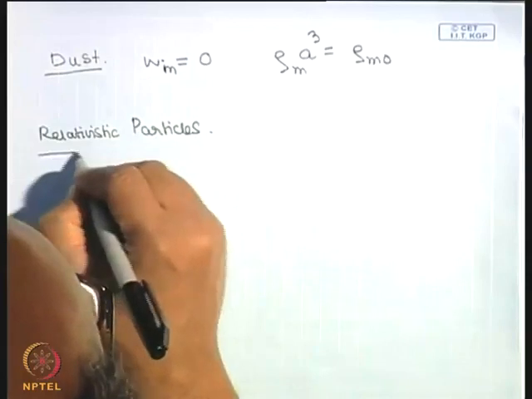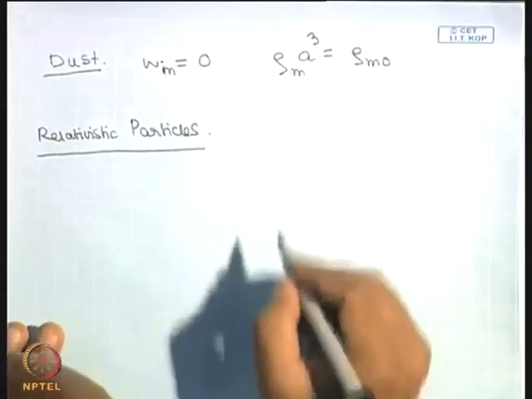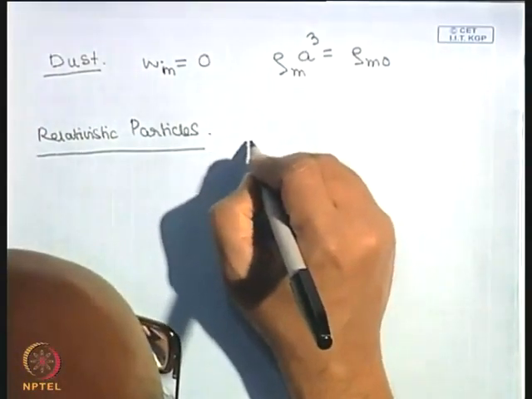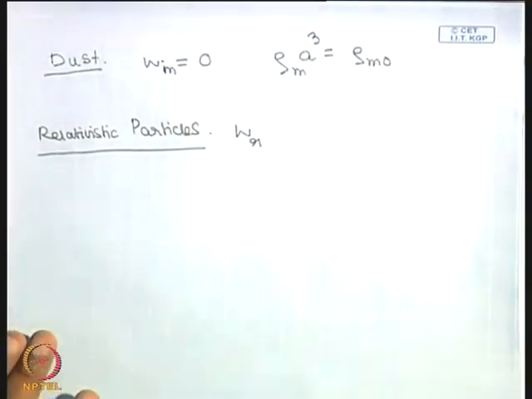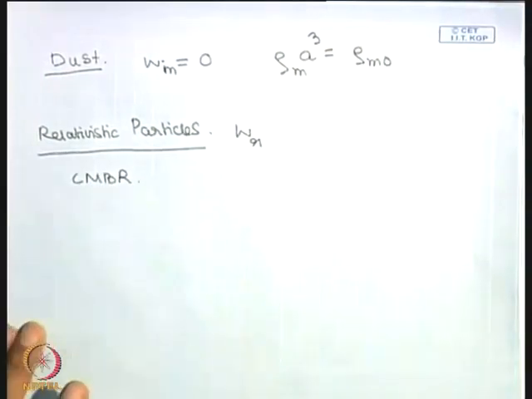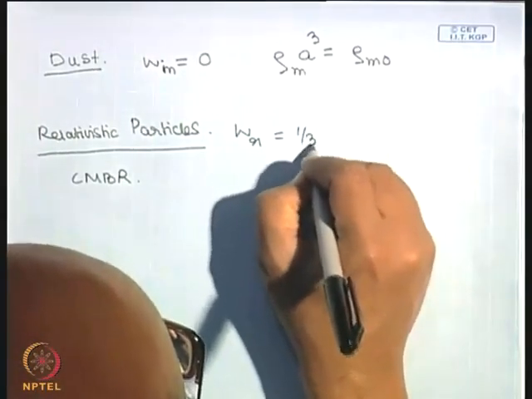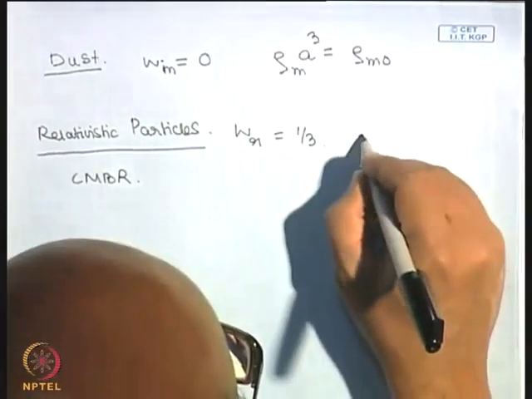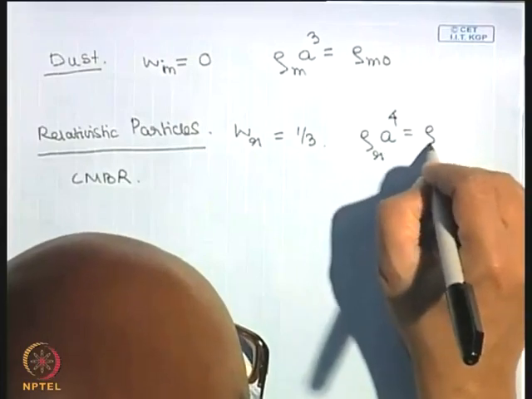For example, the cosmic microwave background radiation, photons. There are other relativistic particles also possible which we shall learn about later. So let us write all of them as omega r, relativistic particles, for example CMBR. Photons are relativistic particles, isotropically distributed relativistic particles. This pressure is 1/3 rho c square and rho relativistic a to the power 4 is equal to rho relativistic naught.